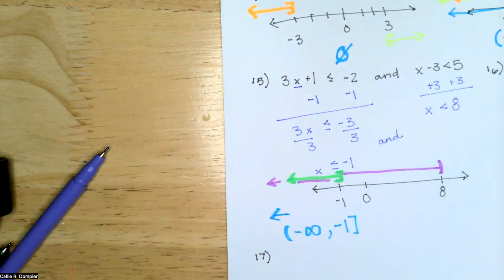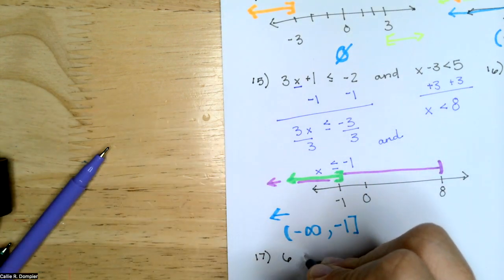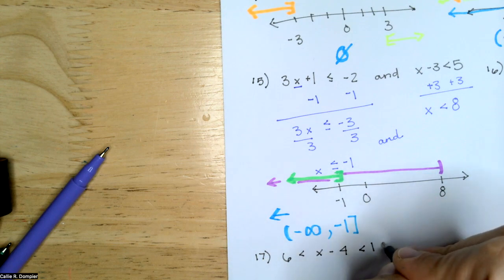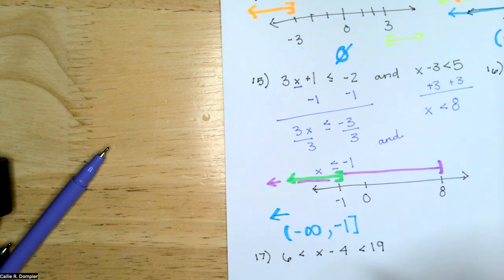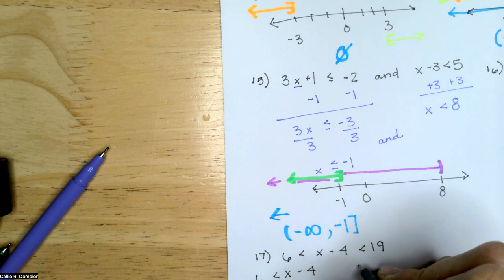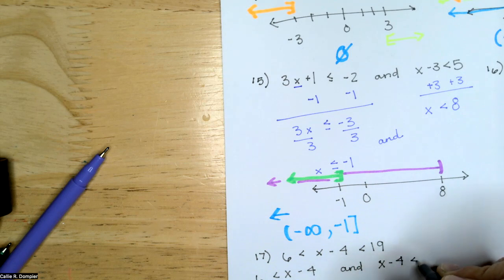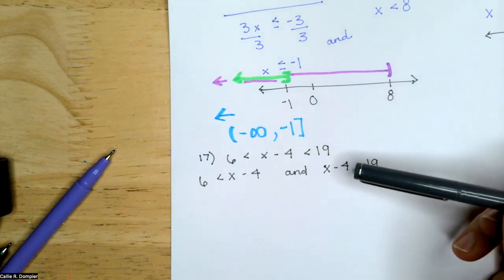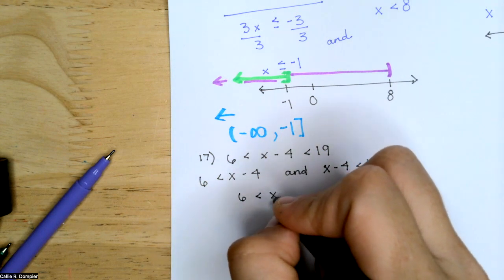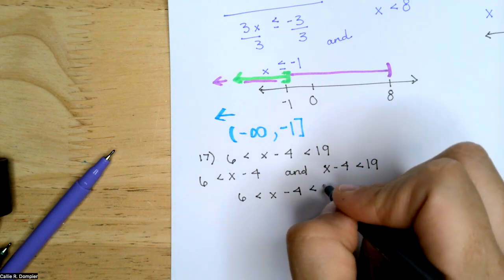17. 6 is less than x minus 4, which is less than 19. So now we have a compound inequality because we are keeping them both together. You are welcome to write them like this if you prefer. 6 is less than x minus 4 and x minus 4 is less than 19. Okay, you'll get the same answer. Or you can do it all at once. So then you would just solve those two individually, but you can do it all at once. So I'll rewrite it one more time. 6 is less than x minus 4 and x minus 4 is less than 19.